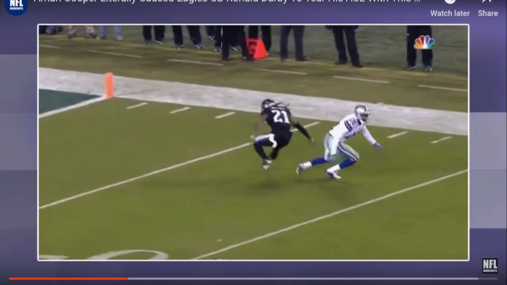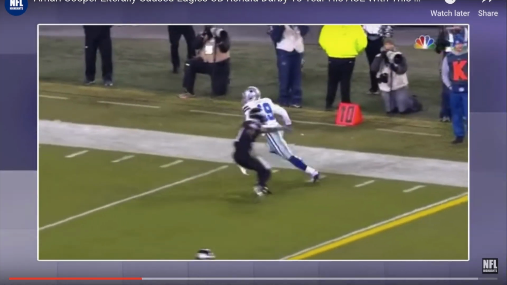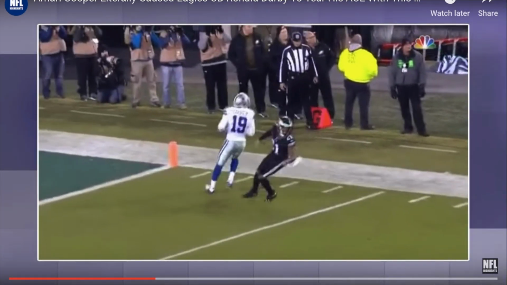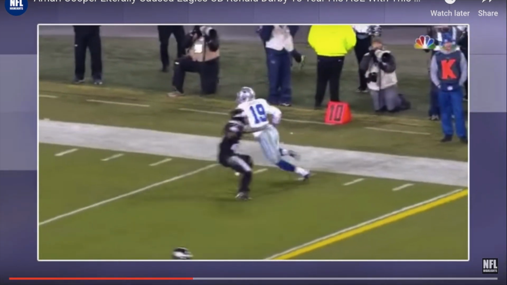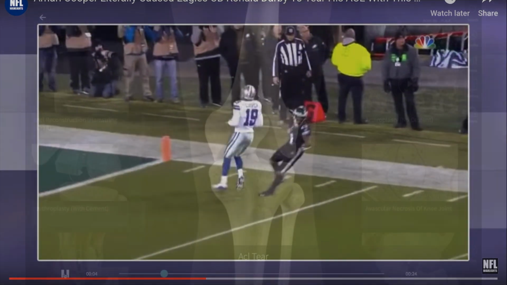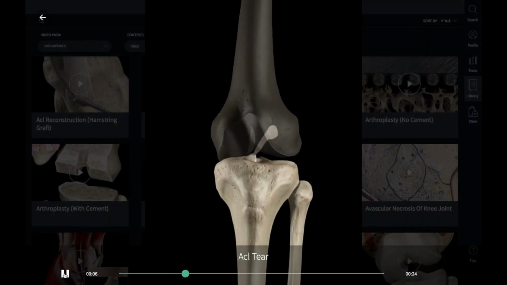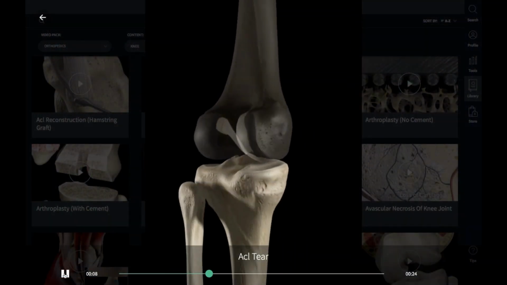Here's Ronald Darby's play against Amari Cooper. Cooper makes a nice hitch route, then cuts back upfield. See Darby come up limping. Here it is one more time. I'll freeze it at the key point. I'll tell you why in a second. But first, let's go into why ACLs are torn in the first place.